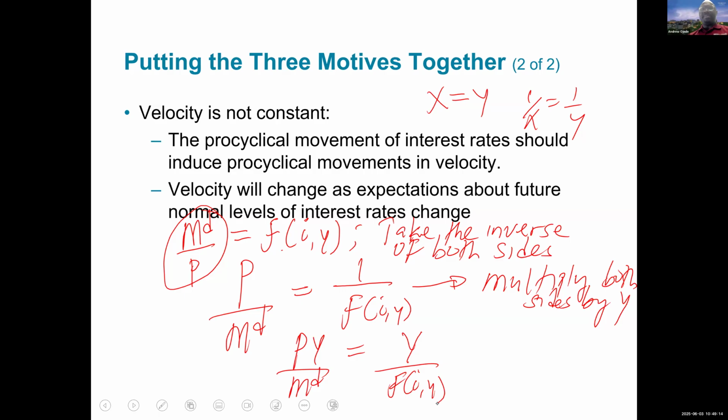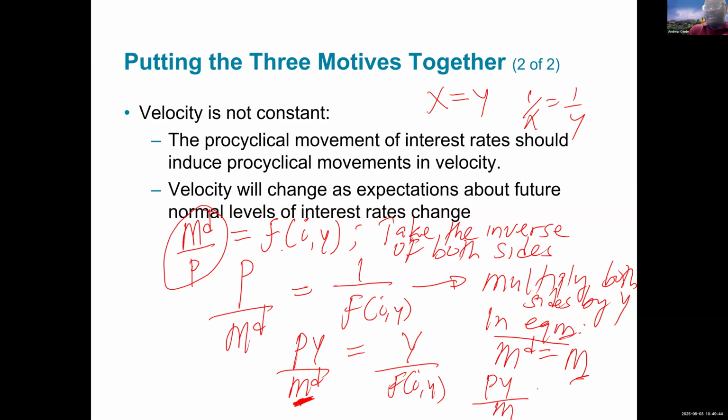Okay? But then remember, in equilibrium, the money market reaches equilibrium when what? When money demand equals money supply. So when we invoke the equilibrium condition, this MD is the same thing as M. When the money market reaches equilibrium, demand for dollars equals supply of dollars. So then we can write this expression as PY. Instead of writing MD, we just replace that by M, because in equilibrium, money demand equals money supply, equals y over f of what?